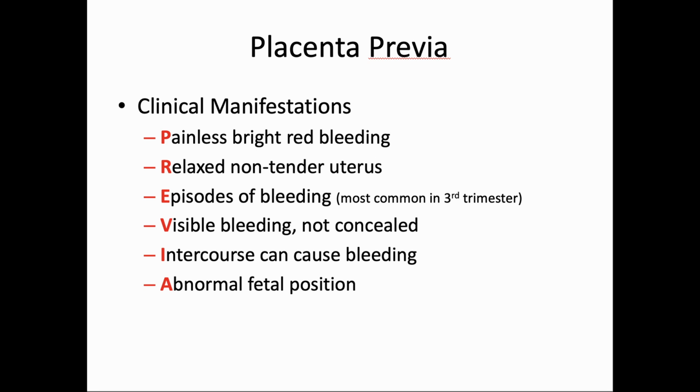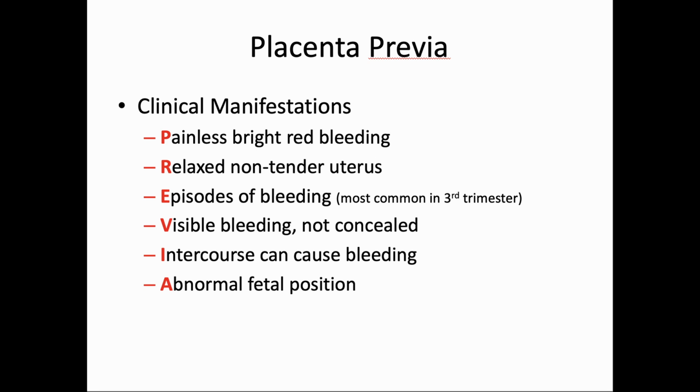Our manifestations. Again, you have to know the difference between this one and abruptio placentae. You really have to know which symptoms go with which. So for previa, painless, bright red bleeding. Painless is a common question on the final, on the HESI, on the NCLEX. Any mention of painless bleeding, you should think previa. So painless, bright red bleeding, and a relaxed, non-tender uterus.